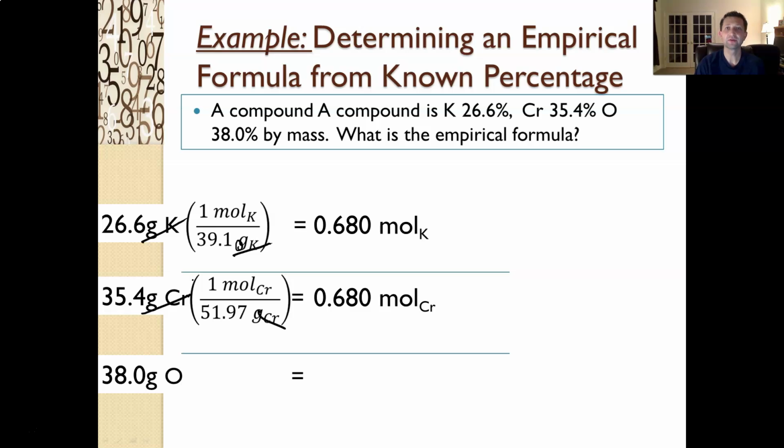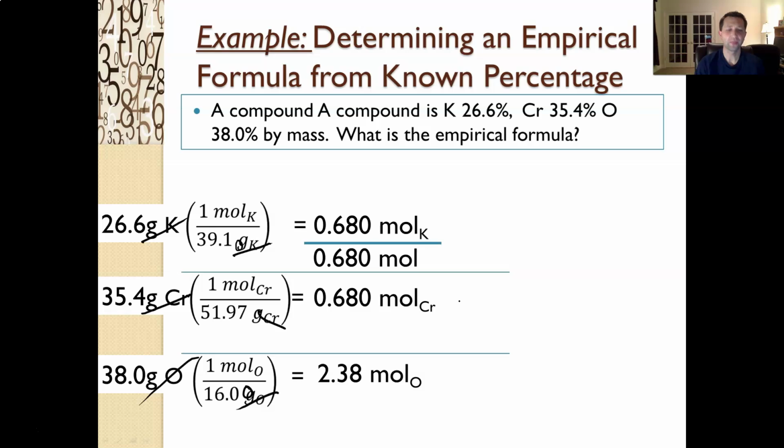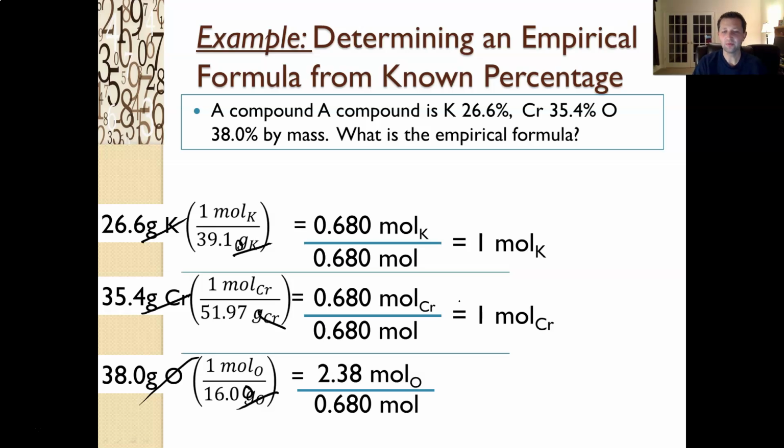38 grams of oxygen. Convert into moles of oxygen. 16.00 grams of oxygen gives you 2.38. Okay, so students tend to forget the next step, even though it's a really, really important step. And they get really confused, like, well, it's 0.680, 0.680, 2.38. What ratio is that? You have to remember to divide through by the lowest number of moles. So divide through by 0.680, you get 1. Divide through by 0.680, you get 1. Divide through by 0.680, and you get 3.5.